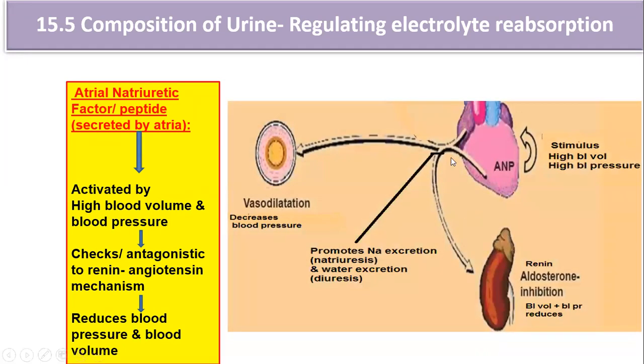You can see that high blood pressure and high blood volume stimulate the heart. The atria release atrial natriuretic factor or peptide. It brings about vasodilation, a decrease in blood pressure. It also promotes sodium excretion, known as natriuresis, and water excretion, which is called diuresis. It also inhibits the RAS, the renin angiotensin aldosterone system, so blood volume plus blood pressure is going to reduce.